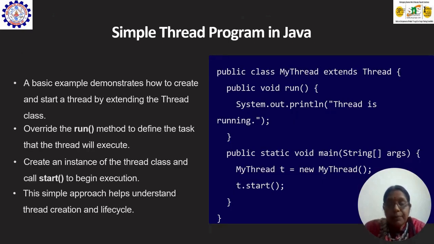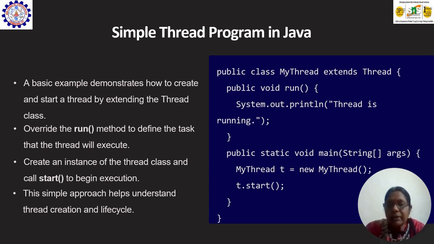Let us see a simple program implementing the thread concept in Java. Here we have a class called myThread, and we are going to create a thread using the Thread class. So myThread is a subclass of the Thread class, and since they are classes, we use the term extends. So public class myThread extends Thread. We override the run method, where inside the run method we have a simple print statement, System.out.println. The message that is printed is Thread is running.